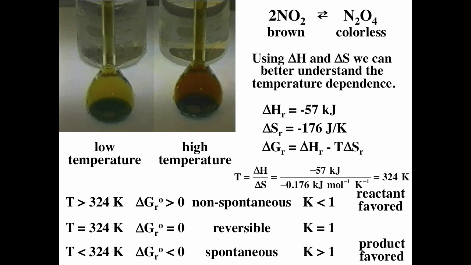Below 324 Kelvin, delta G naught is less than 0. We call it spontaneous. Again, in this context, spontaneous does not mean instantaneous. It means it occurs without any outside intervention. K is greater than 1, and it's called a product-favored reaction.